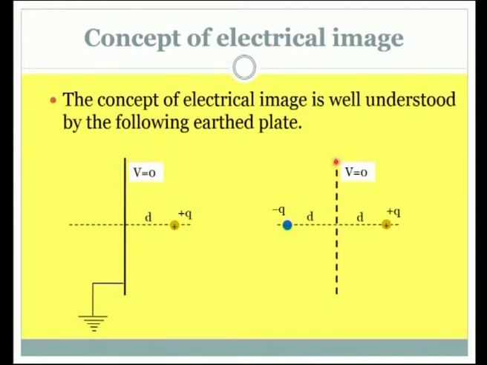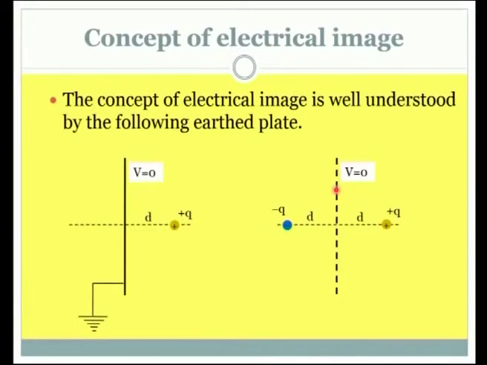If we want the potential to be 0 at every point on the line that we have represented, this is just a dotted line, it is not the conductor, it is just a line. The potential has to be 0 at every point. So, if we have a negative charge here, the potential will be 0 at every point, right, because the electrical potential is a scalar quantity.